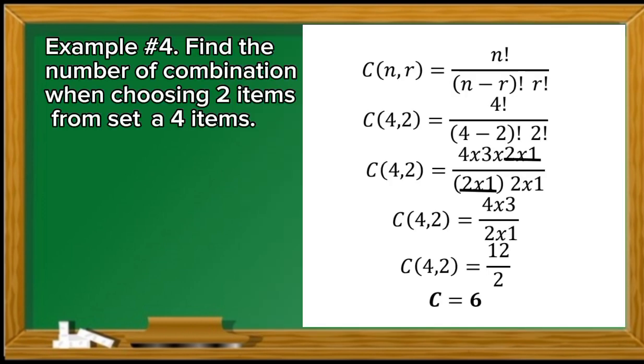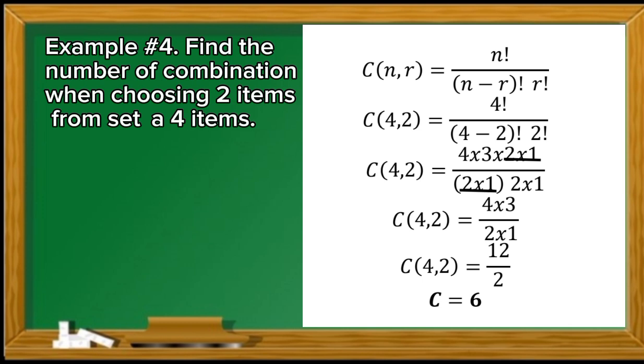So the combination taken R at a time is equal to 125,970. Another example is to find the number of combinations when choosing 2 items from a set of 4 items. So the given is N equals 4 and R equals 2. The formula is combination taken R at a time, C(N,R) equals N factorial over N minus R factorial times R factorial. So 4 is N and 2 is R.